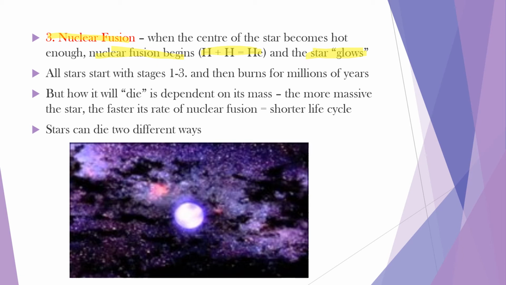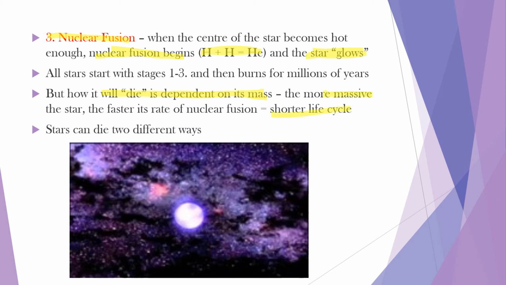How a star will die is dependent on its mass. Okay, so the more mass of the star, the faster its rate of nuclear fusion, so the faster it uses those elements that are inside the core of the star. And once the hydrogen runs out, eventually the helium starts fusing to form carbon, and then once the helium runs out, it goes on and so forth. So how a star will die is very much dependent on the size of the star. A bigger star or a higher mass star is going to have a shorter life cycle.